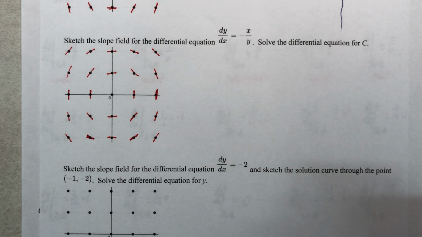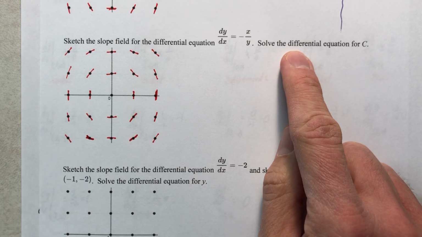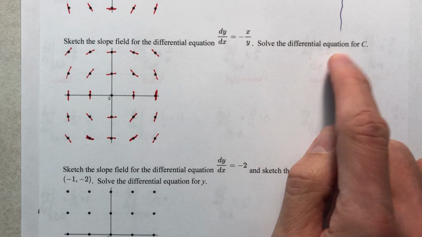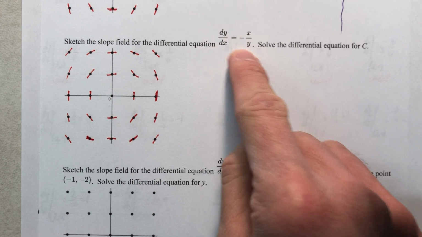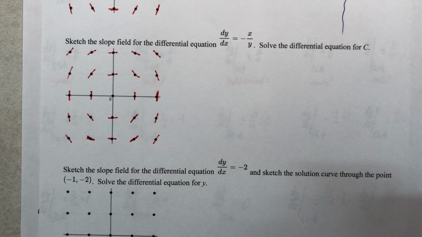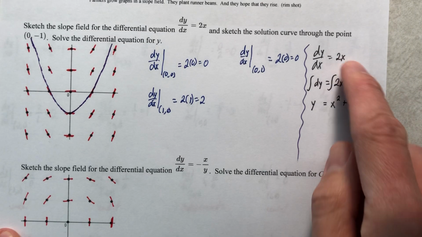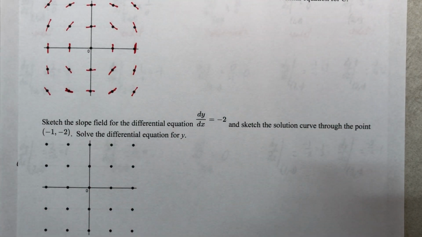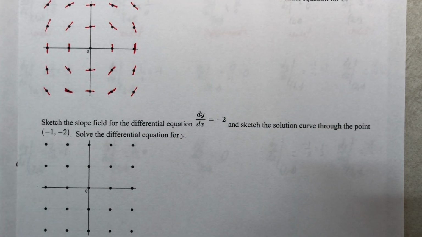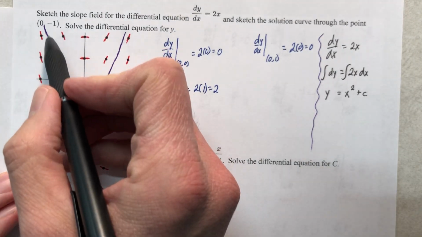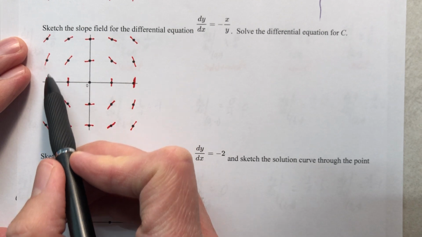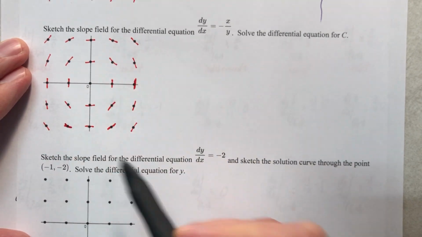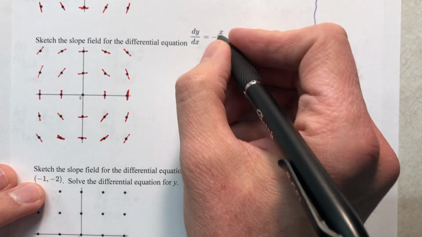Okay, now we're going to finish the actual problem. It says solve the differential equation for C. We're going to do this thing called separation of variables, where we separate our variables. We did the same thing up here. We have this beautiful slope field, and if we follow the trend around it, this is going to be circular. I hate to give too much away, but this is what's about to happen.